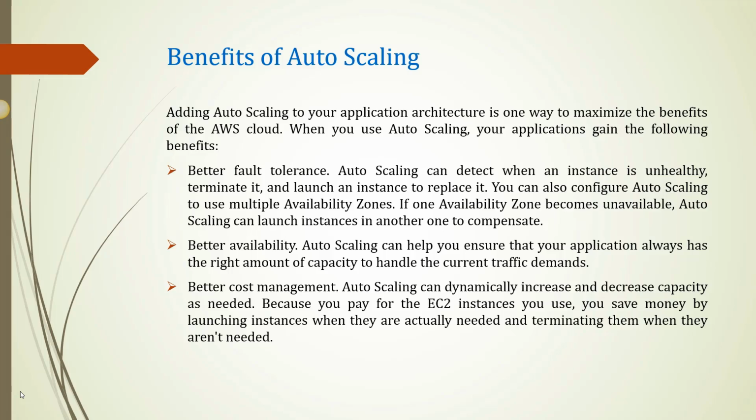You can also configure autoscaling to use multiple availability zones. If one availability zone becomes unavailable, autoscaling can launch an instance in another one to compensate. Second benefit is better availability. Autoscaling can help you ensure that your application always has the right amount of capacity to handle the current traffic demands. Third benefit is better cost management.